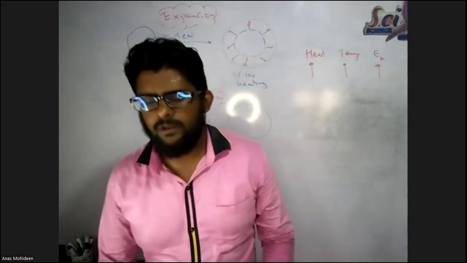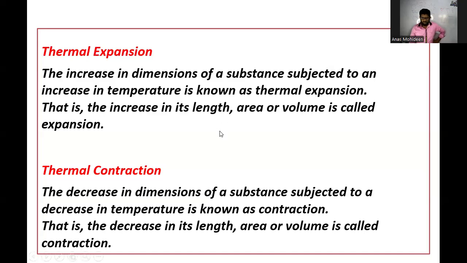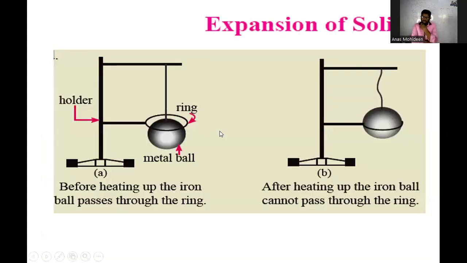Right. So some activities you are going to do now. Look at the first activity. I'm going to take a metal ball, which is a solid object, and heat it. Before heating, I have a stand with a holder, and on that holder we have a ring, let's say made of the same metal. Through that ring, I'm going to send this metal ball.